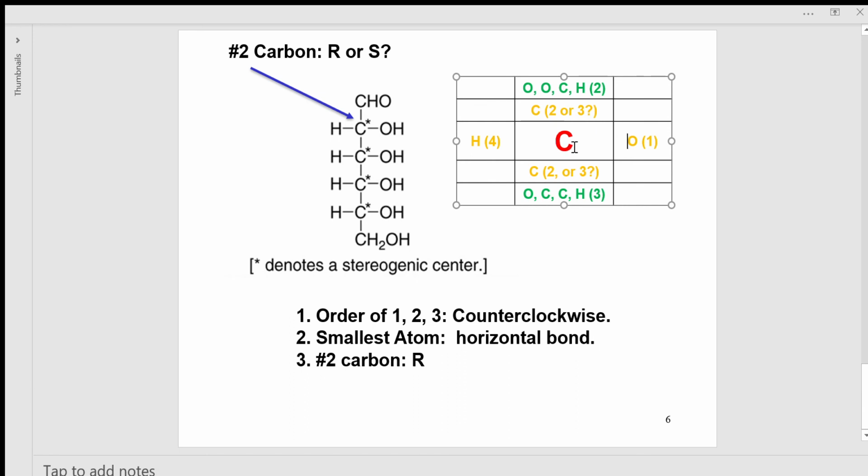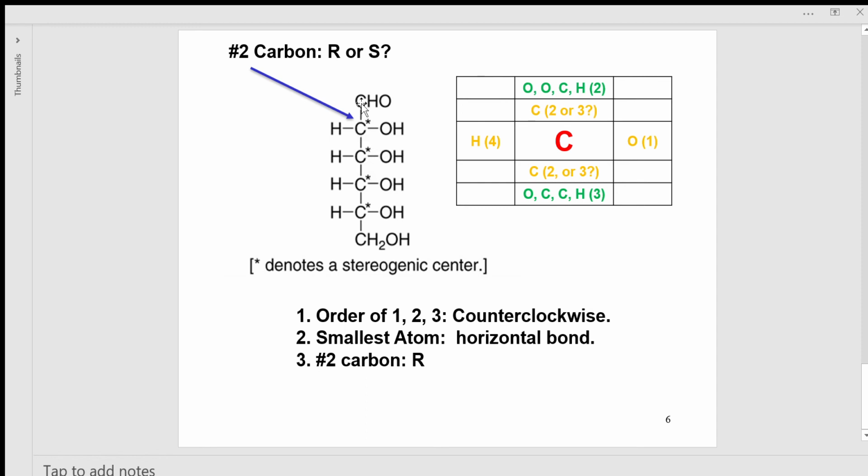Now we need to decide the priority from number 1 to number 4. Obviously, this is number 1, oxygen. Obviously, this is number 4. This is very easy. Well, the challenging part is number 2 and number 3. On top is carbon. On bottom is also carbon. It's hard to say which one is number 2. This could be number 2 or number 3. So how do we decide which one is number 2? Then we move to the next atom.